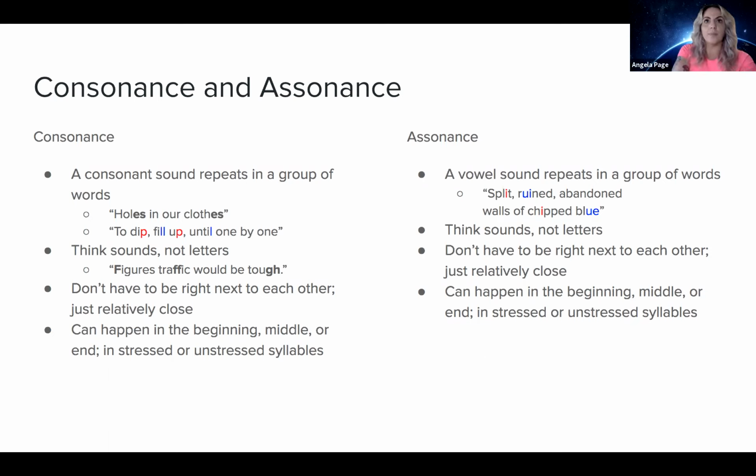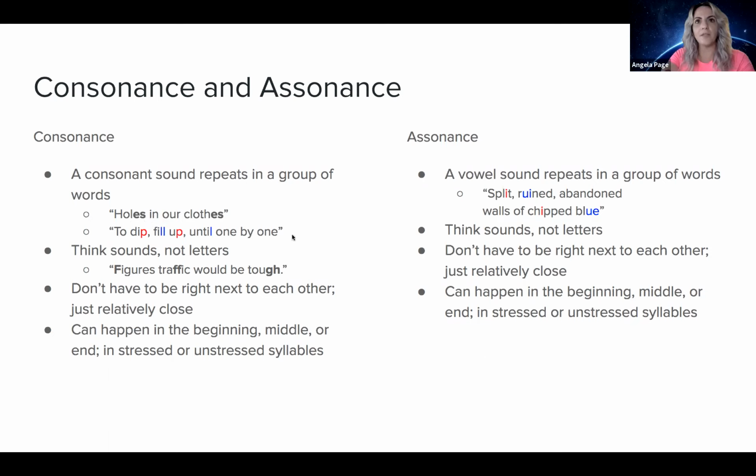Consonants is about consonant sounds. So things like P, N, B, V, the consonants in the word. This is about a sound that repeats throughout a group of words, and it would be about a consonant sound that repeats. I have a couple of examples here. The S at the end of holes in our clothes. We also get a little bit of an L in the middle here, the holes in our clothes. But specifically, this S at the end has the same type of consonant sound.